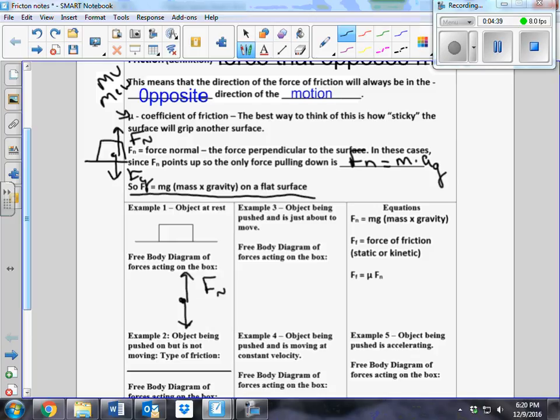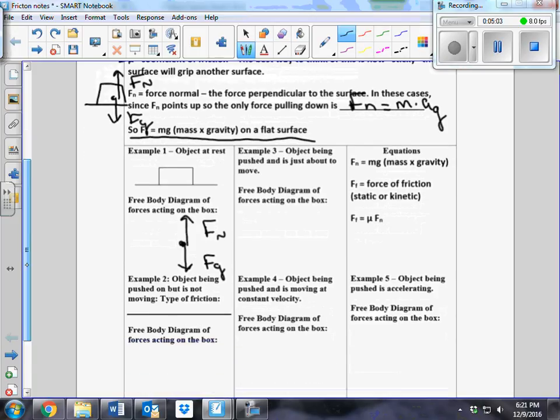So force normal and force due to gravity are the same length because they're equal forces, just opposite in direction. We don't have any friction to the left or right because we're not applying any type of force, so there's no resistance or friction because there's no force trying to be applied to the box.